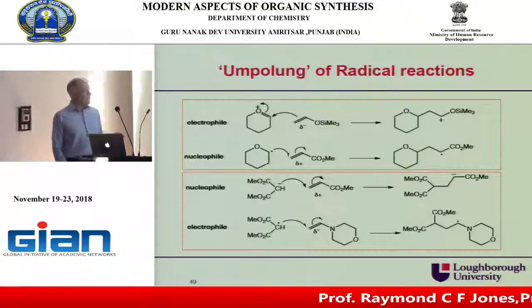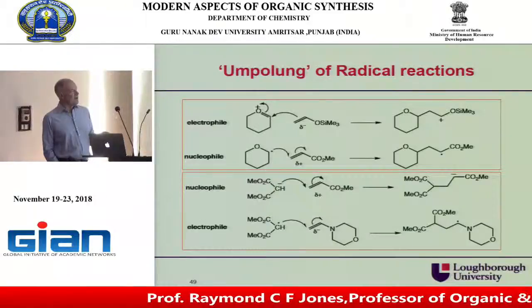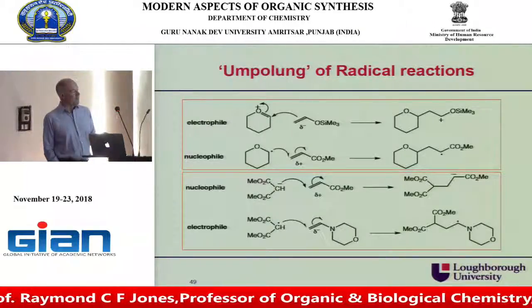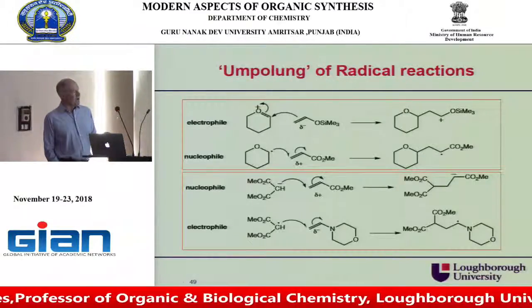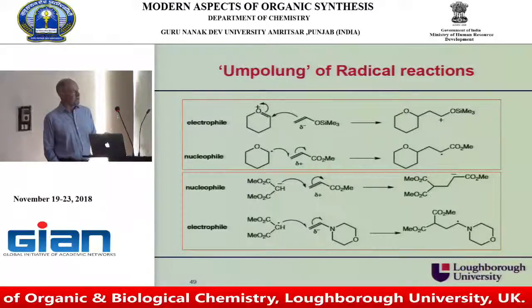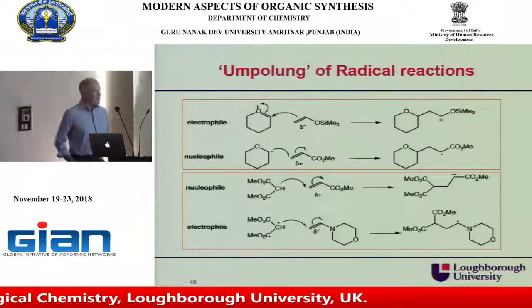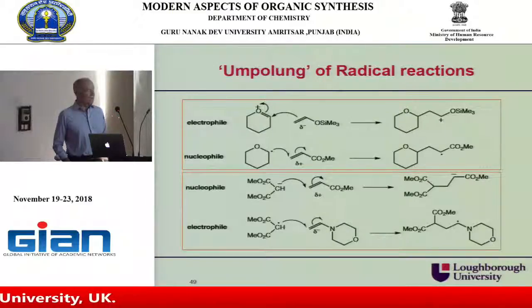Think about this one in the bottom here, where we have a nucleophilic carbon anion, an enolate, attacking an electron deficient double bond now. So that's a nucleophile attacking an electrophilic center on a double bond, producing an anionic intermediate. If that was a radical there, that turns out to be electrophilic and reacts with electron-rich double bonds.